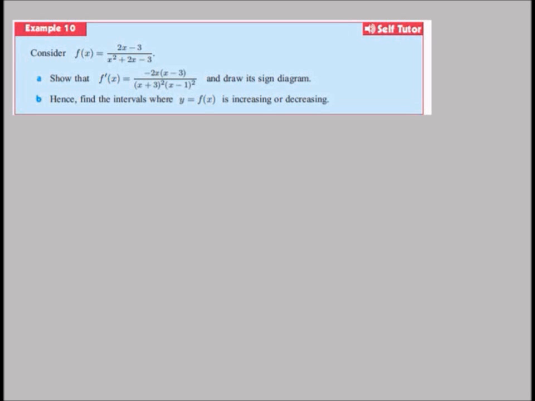Our next example, consider this function: 2x subtract 3 all over x squared plus 2x subtract 3. Show that the derivative is equal to this and draw its sign diagram. Okay, so we need to show the derivative. Let's take a look at this. We're going to be using the quotient rule.